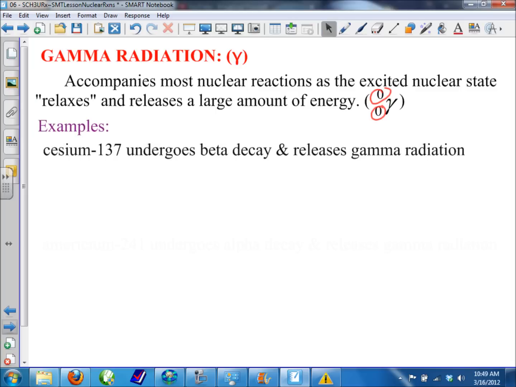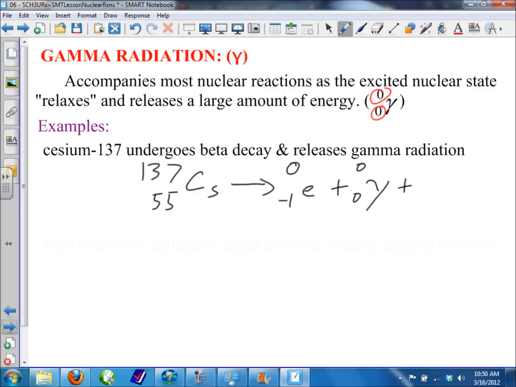So I'll do the first example right here. Cesium-137 undergoes beta decay and releases gamma radiation. So cesium-137, if we take a look on our periodic table, cesium has 55 protons. It's undergoing beta decay. A beta particle is 0, -1, an electron. Plus, it releases gamma radiation. There also now has to be a third particle. We know from the fact that there's 0 mass to the electron and 0 mass to the gamma radiation that the mass is still going to be 137. Because of this electron right here, we know this is going to become 56. And if we take a look in our periodic table, 56 is barium.